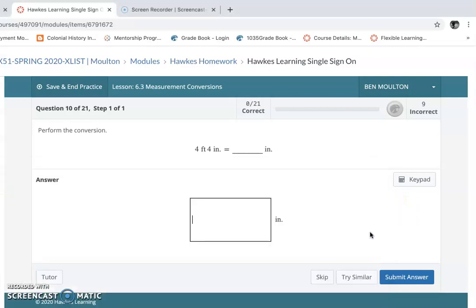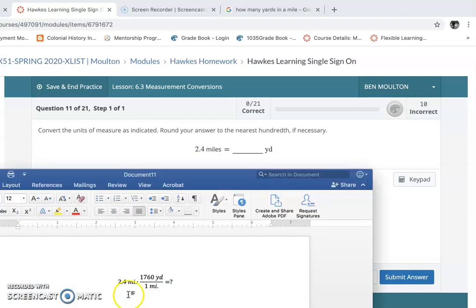Moving on. I don't think this section is too crazy yet. You should be able to handle this just fine. This one, let's look at this one actually. Actually, this problem isn't that bad. You're just going to multiply that 2.4 miles by the conversion, 1,760 yards over 1 mile. Your miles drop out. You'll have your answer in yards, whatever that answer may be.